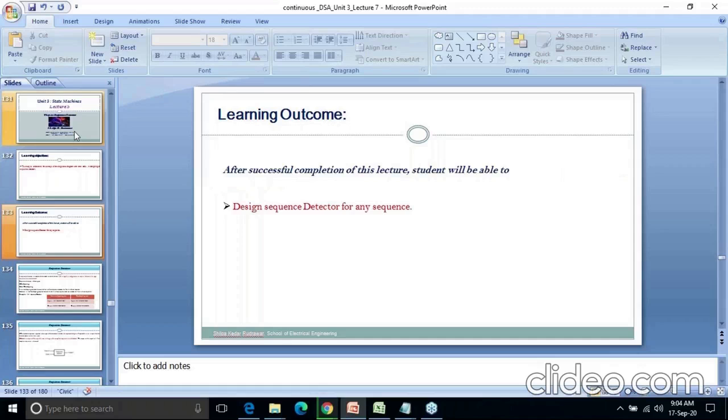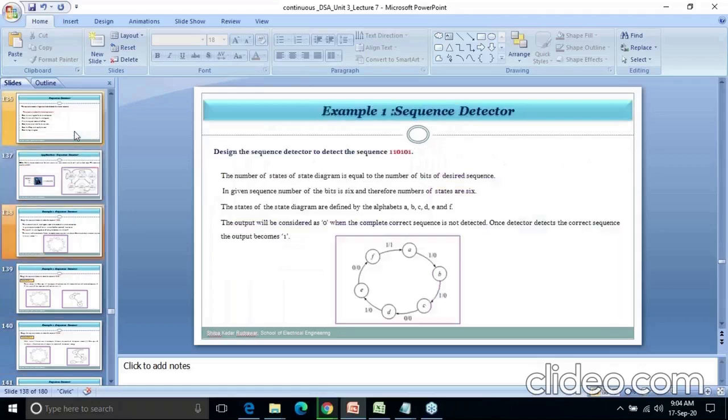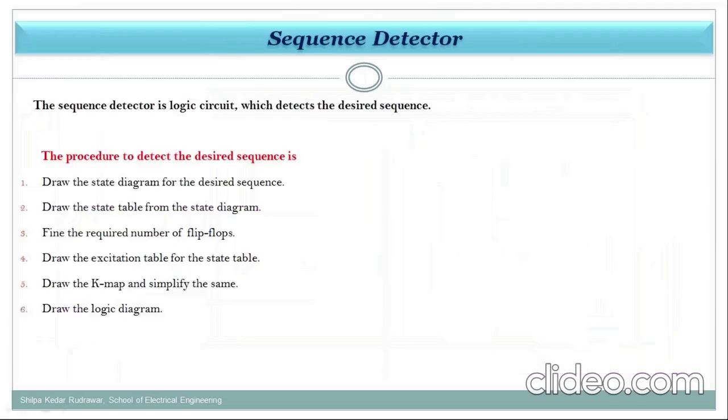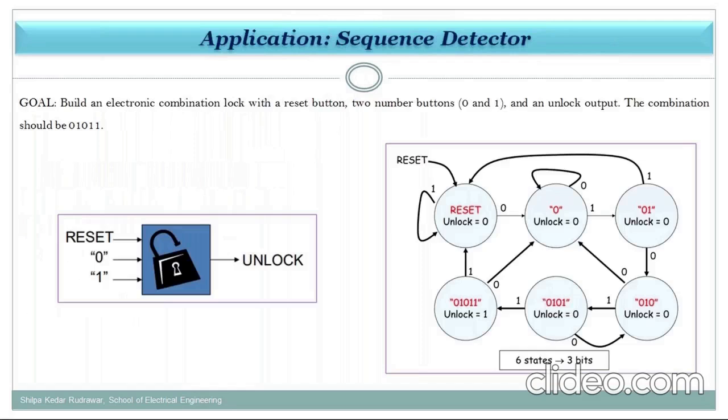What is meant by sequence detector? Suppose you have a lock, and in that lock, if the inputs are entered in a particular sequence, like 1 0 1 0 1 1 0 0, and if that sequence is not entered properly, your lock should stay blocked. Otherwise, if you enter that particular sequence properly, what should happen? It should open the lock. So I can say this is one example of a sequence detector.